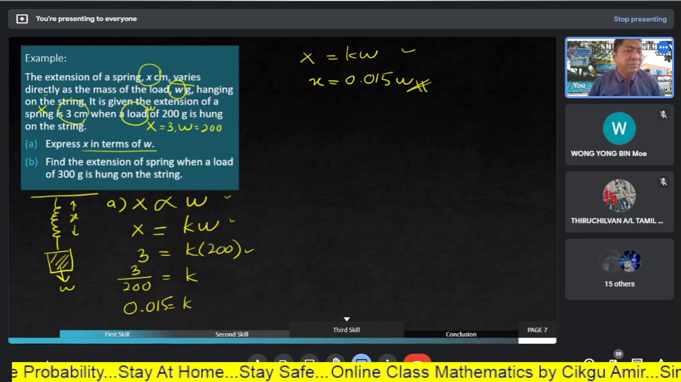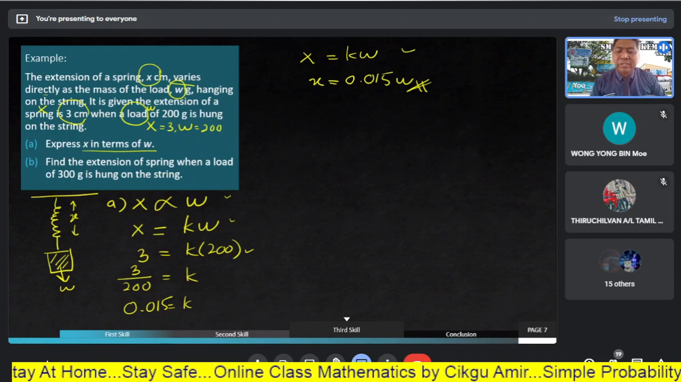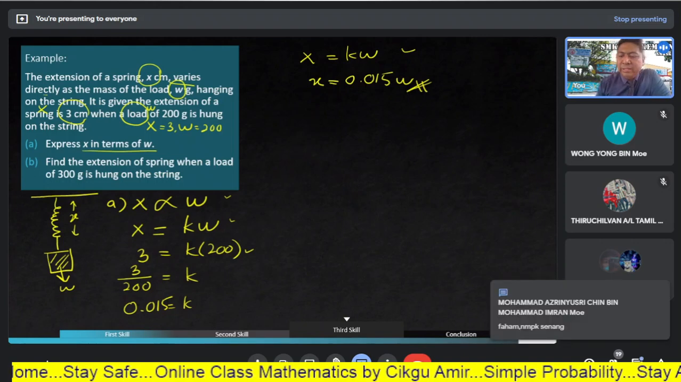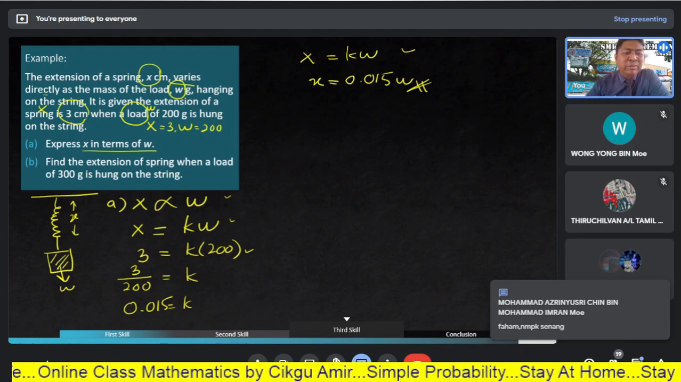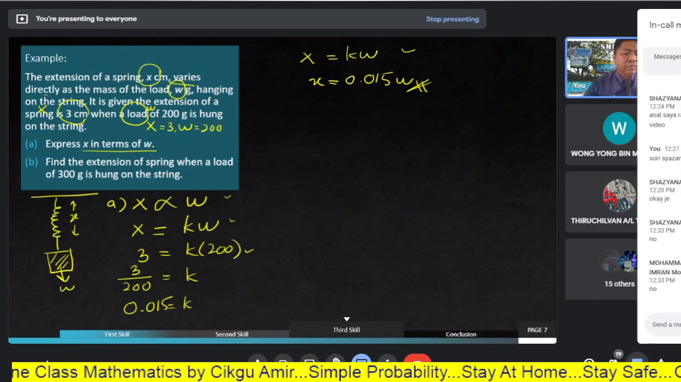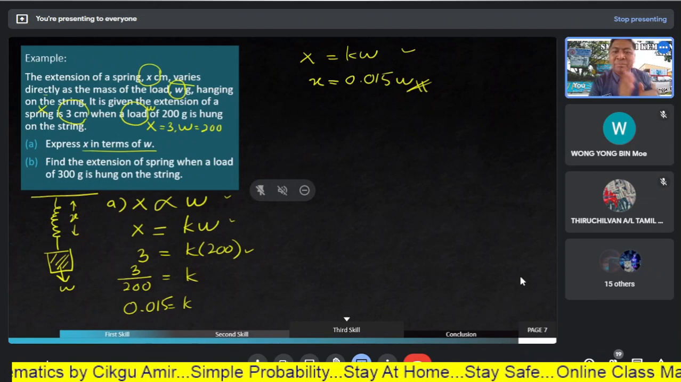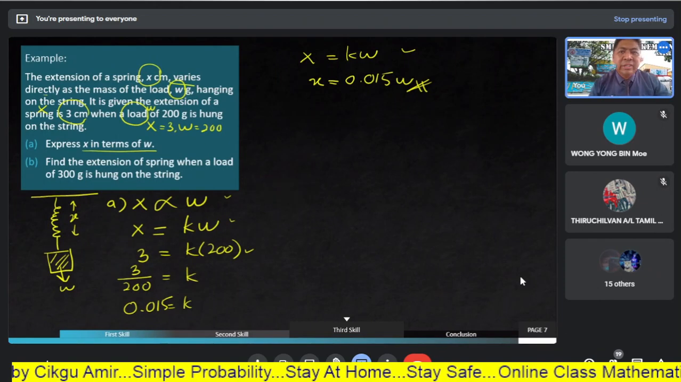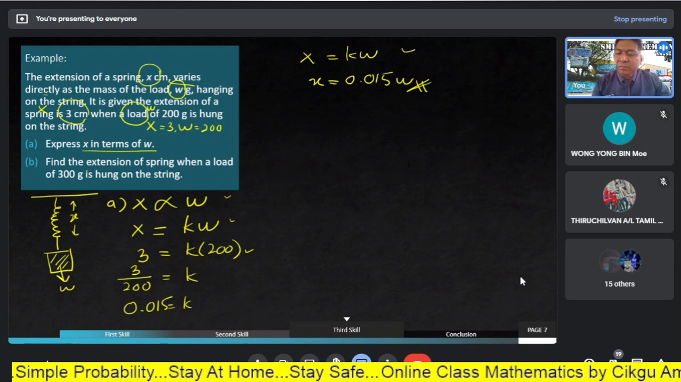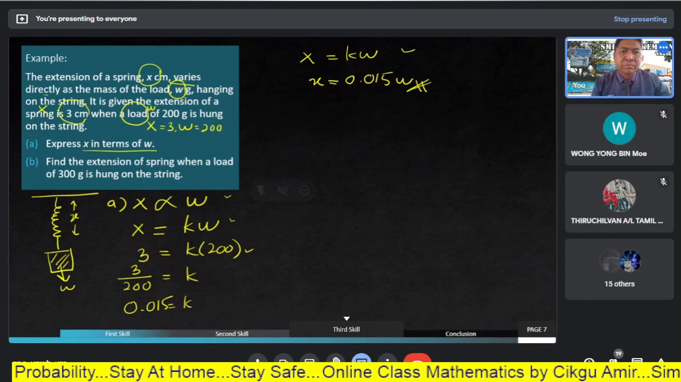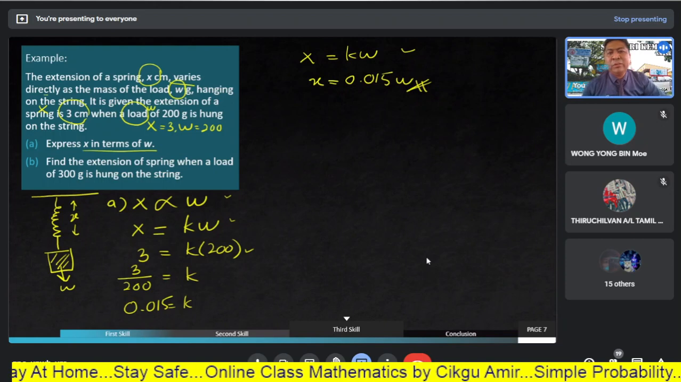Any question? Okay, looks easy. Actually it is easy, chapter 1 is easy. Actually the topics in Form 5 are not too difficult, quite easy.